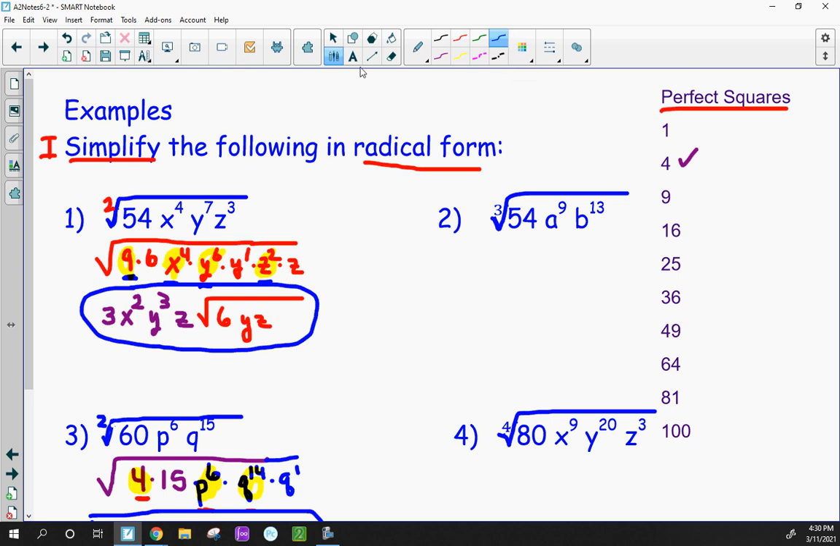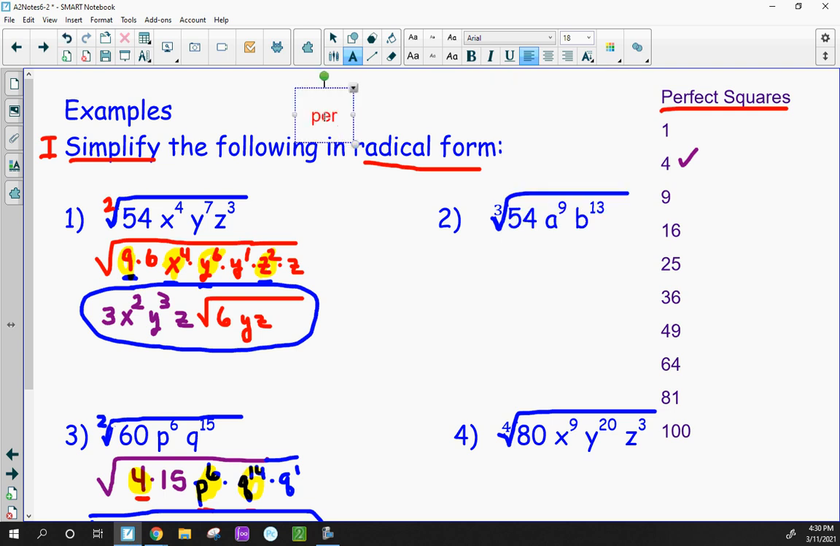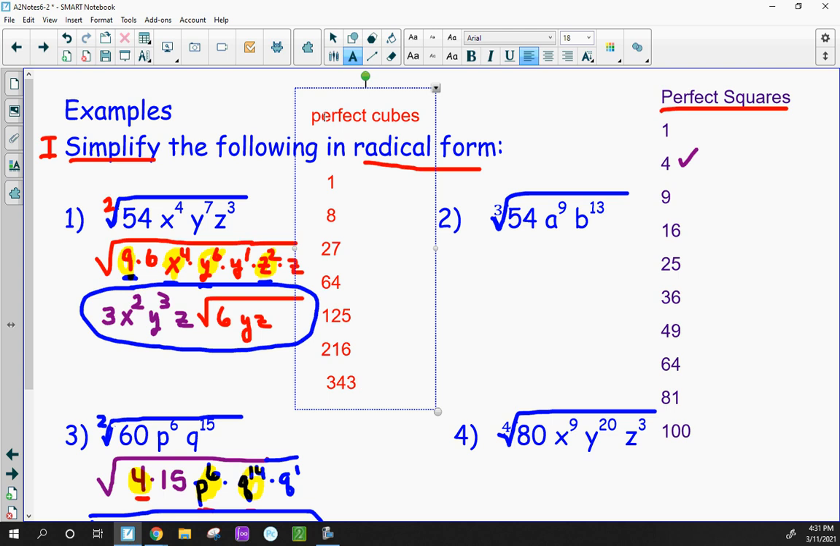Alright, next, I want you to notice question 2 has an index of 3. And so we're looking for cube roots right now. Cube roots are based on perfect cubes. So 1, 8, 3 to the third is 27, 4 to the third is 64, 5 to the third is 125, 6 to the third is 216, 7 to the third is 343, and so on.